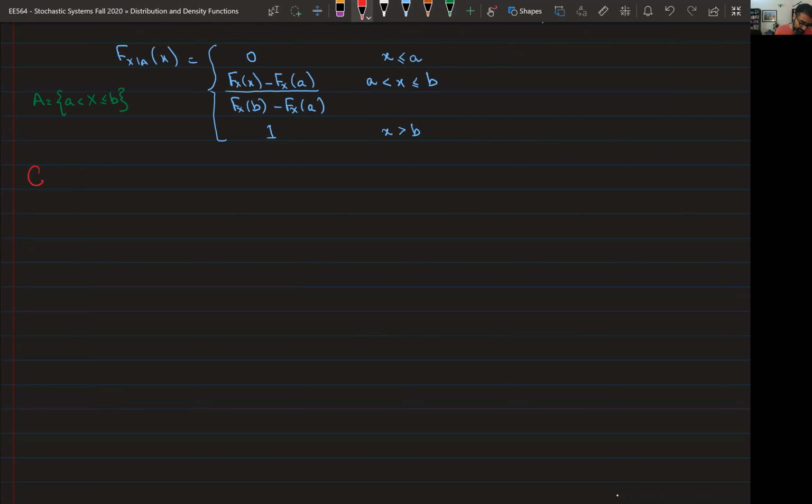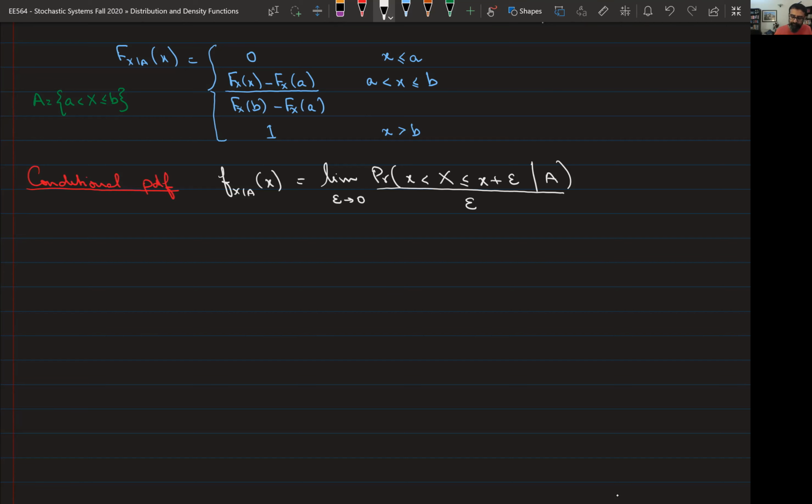Now we want to talk about conditional PDF. Those are easier to handle, by the way. And the conditional PDF by definition is the limit as epsilon goes to 0 of the probability that small x is less than or equal to capital X less than or equal to x plus epsilon given A, divided by epsilon. So this is the definition of conditional PDF, and you can immediately see that this is nothing but the derivative of the conditional CDF. There's a direct relationship between the conditional PDF and the conditional CDF.